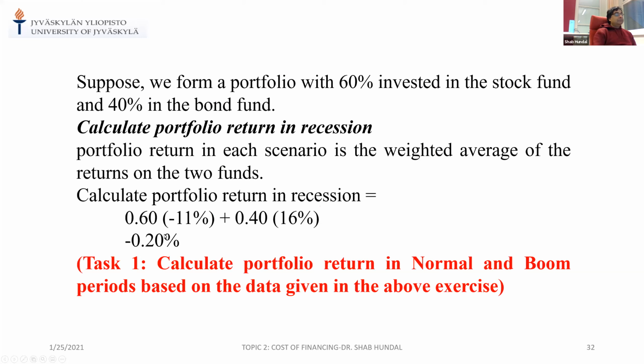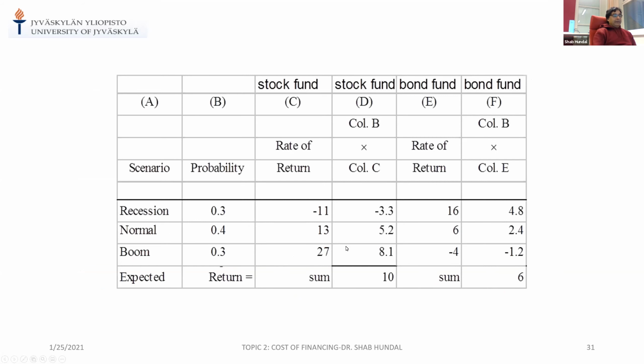Well, it's very simple. You invest 60% of your wealth in the stock fund, which gives you minus 11%, and then you invest 40% of your wealth in the bond fund, which gives you 16%. And when you make these calculations, you find out that there is minus 20% overall portfolio return. Okay, now that's quite simple. I don't think anybody would find this complicated.